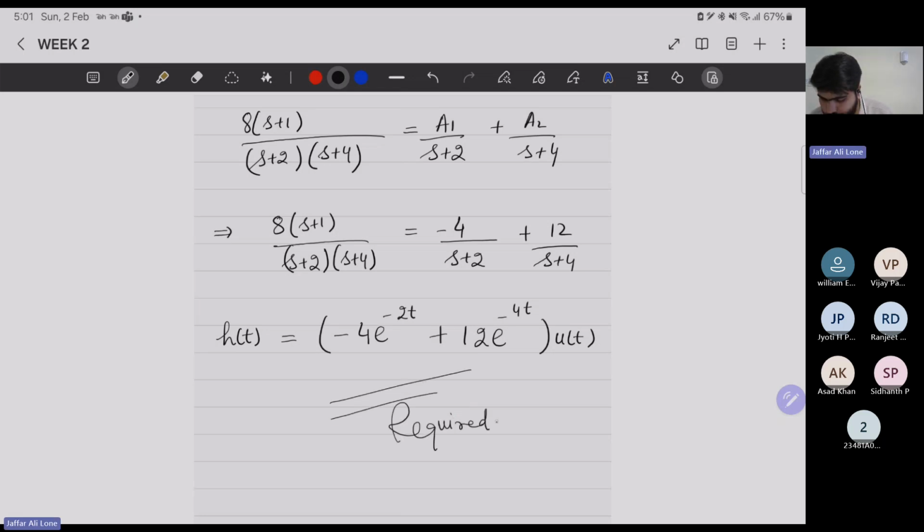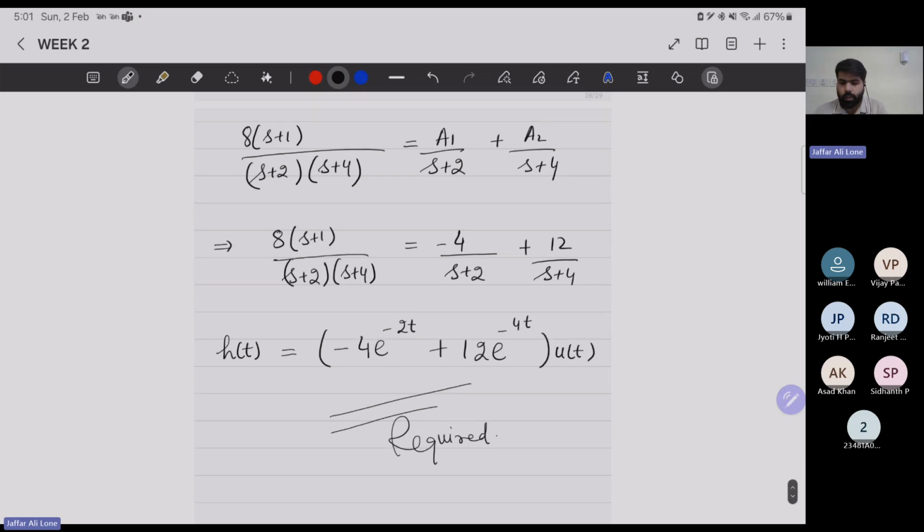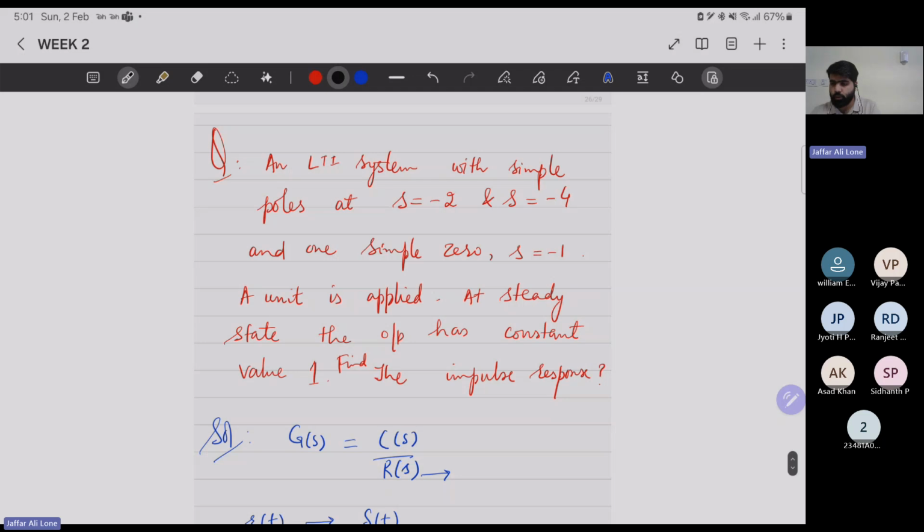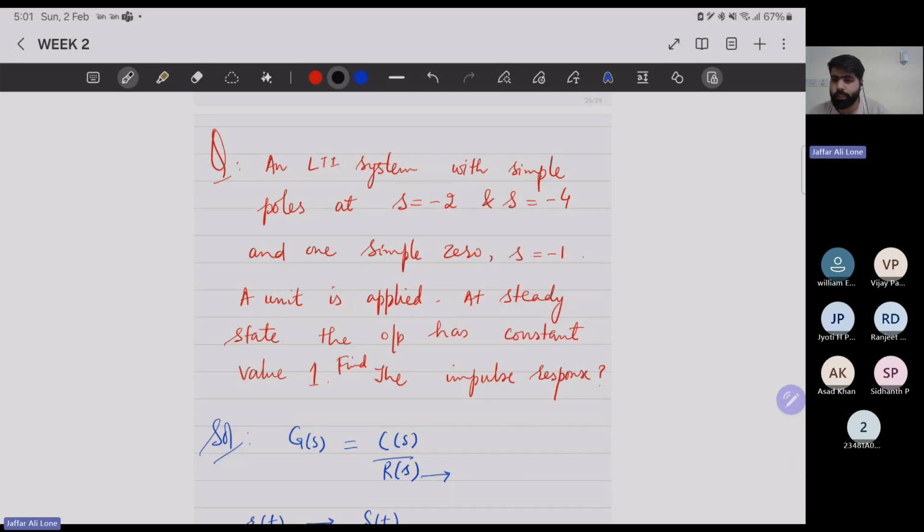I'll again quickly recap what was given in the question. The question asked us that we are given a system which has two simple poles at -2 and -4, and a simple zero at -1. So based on this information, we should be able to write the transfer function, that is C(s) over R(s). We should be able to reformulate it based on these poles and zeros. Then the question is saying a unit step is applied, right? It means the input is 1 over s.